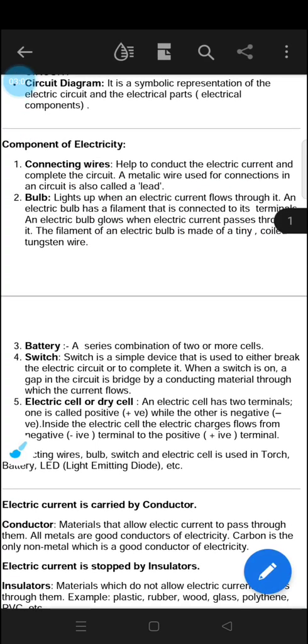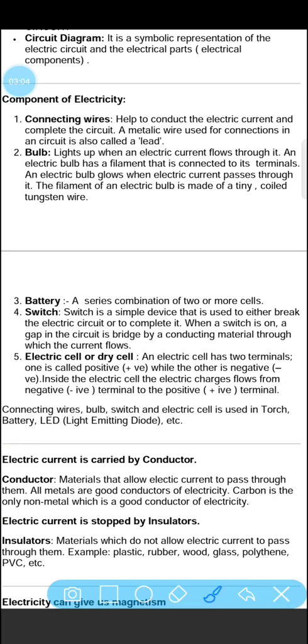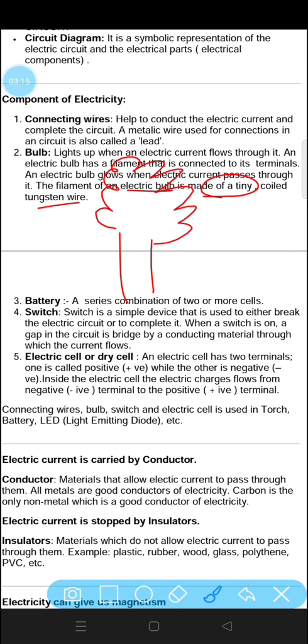An electric bulb glows when the electric current passes through it. The filament of an electric bulb is made up of a tiny coiled tungsten wire. It is a tiny coiled tungsten wire that glows in a bulb like this.